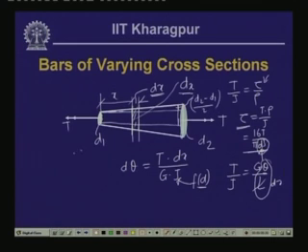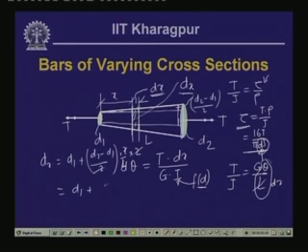So, the diameter dx is equal to d1 plus (d2 minus d1) by 2 times x by L, if L is the length of this bar. Since we will have to add this side plus this side, so twice of that. These two will get cancelled. So, this is equal to d1 plus (d2 minus d1) times x by L.